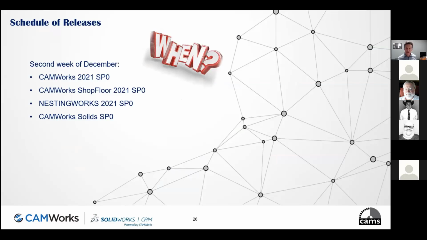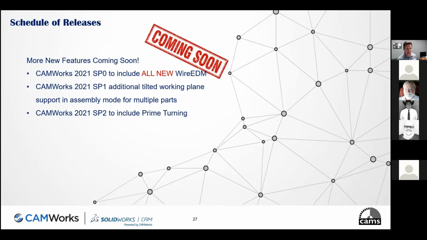There will be continual rollouts this year in terms of features released by HCL, and those will come with the different service packs. So here's the release schedule, because I'm sure you're all curious. CAMWorks 2021 SP0 will be the second week of December, as will CAMWorks Shop Floor 2021 SP0, NestingWorks 2021, and CAMWorks Solids. And then as we proceed beyond December, we'll have additional new features.